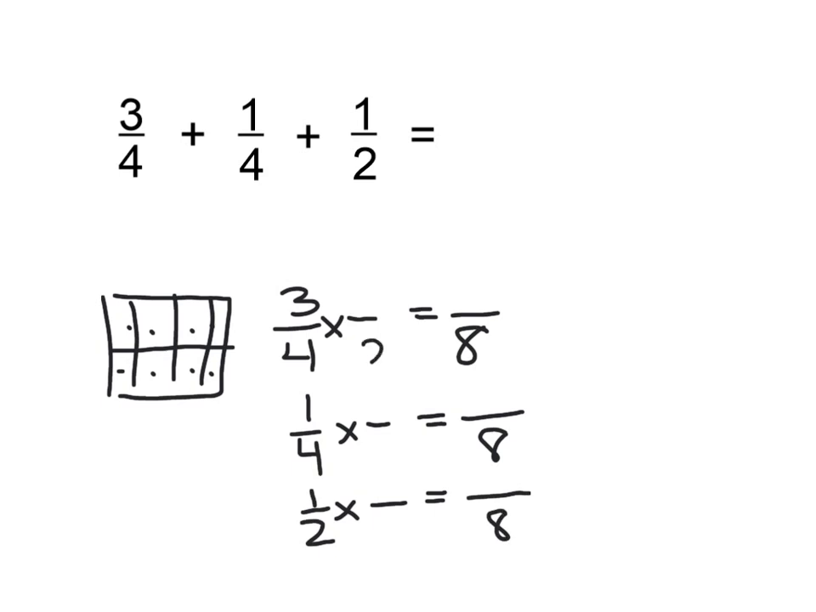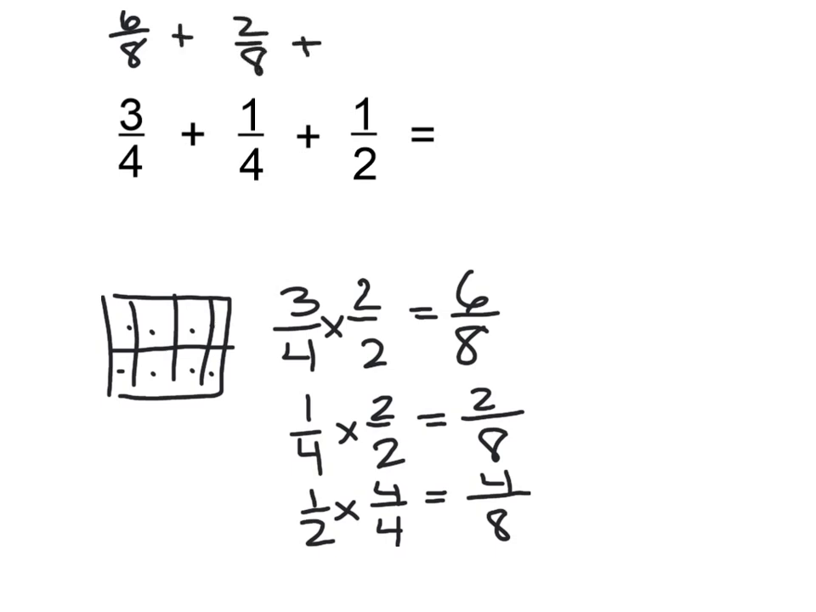So 4, I know that 4 times 2 is 8. So this has to be 2 over 2. 3 times 2 is 6. 4 times 2 is 8. So this has to be 2 over 2. 1 times 2 is 2. 2 times 4 is 8. So this has to be 4 over 4, and 1 times 4 is 4. So 6/8 is equivalent to 3/4. 2/8 is equivalent to 1/4. And 4/8 is equivalent to 1/2.